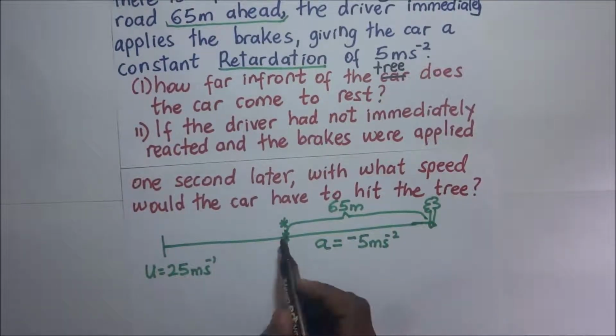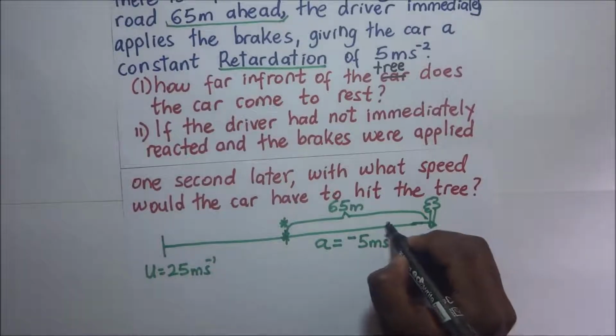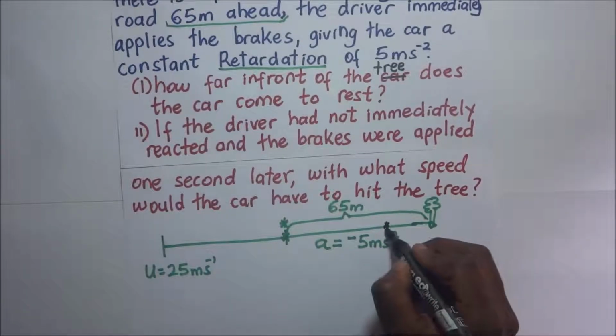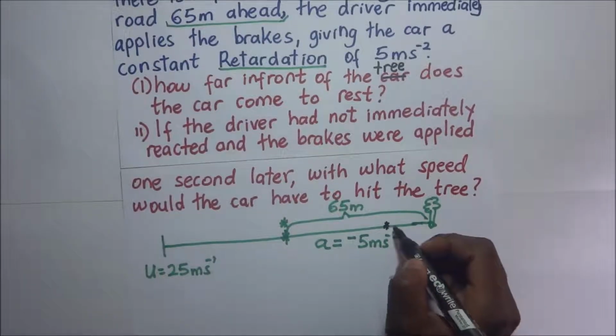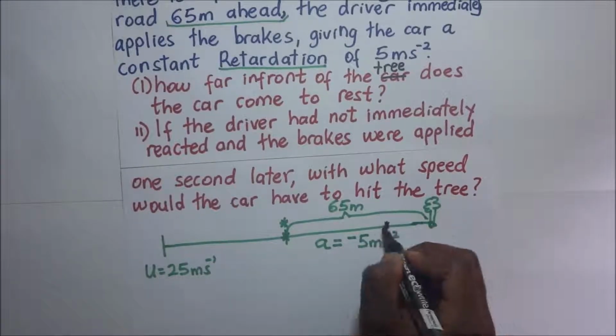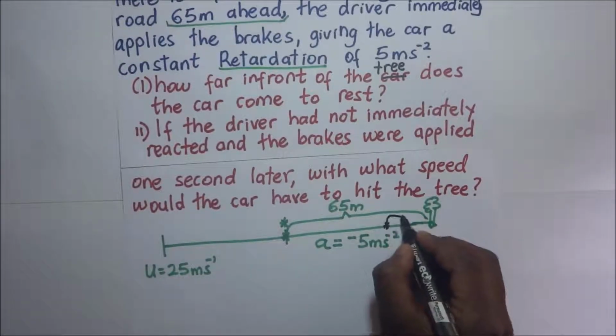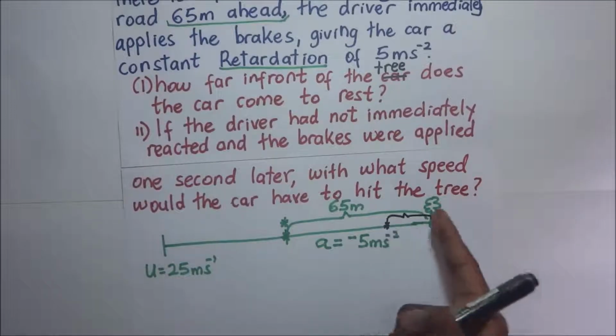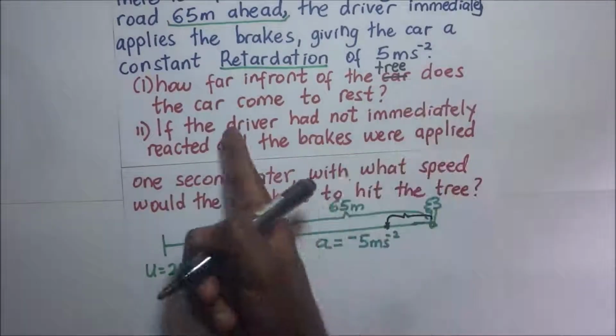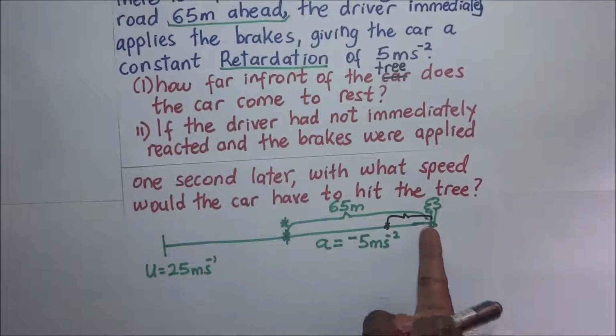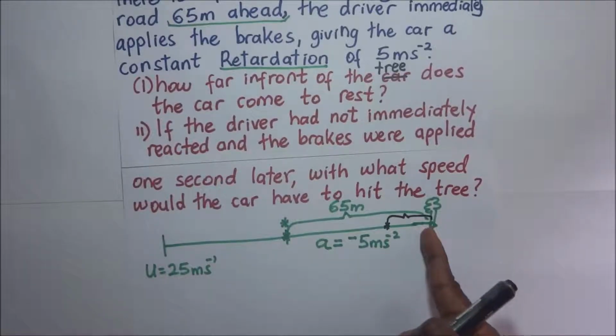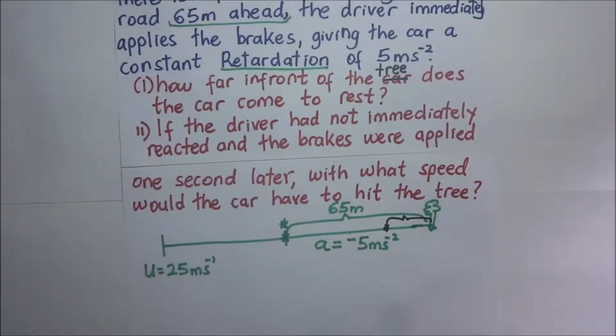So let's say he applies his brakes up to a certain point there, and it is at that point that he eventually comes to rest. The question is asking, when he comes to rest, what is this remaining distance? How far in front of the tree does the car come to rest? So it means that we're supposed to find the distance he covered.